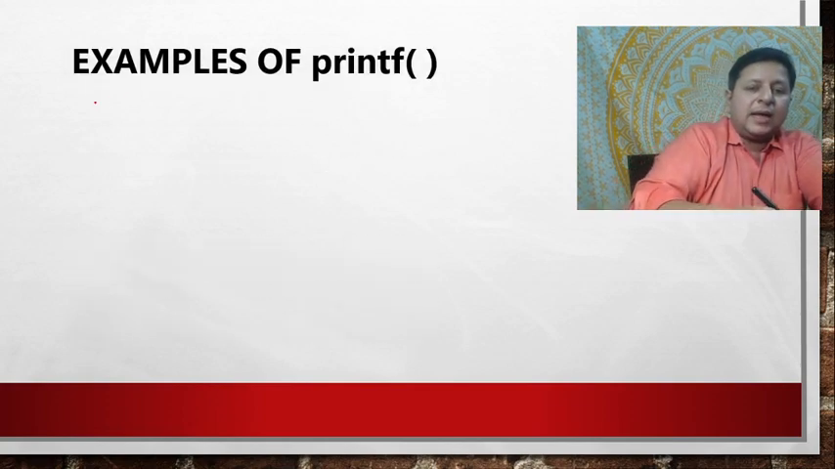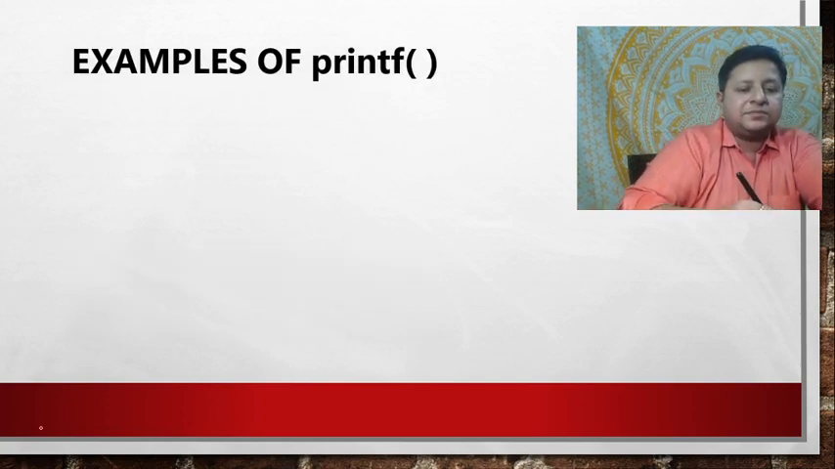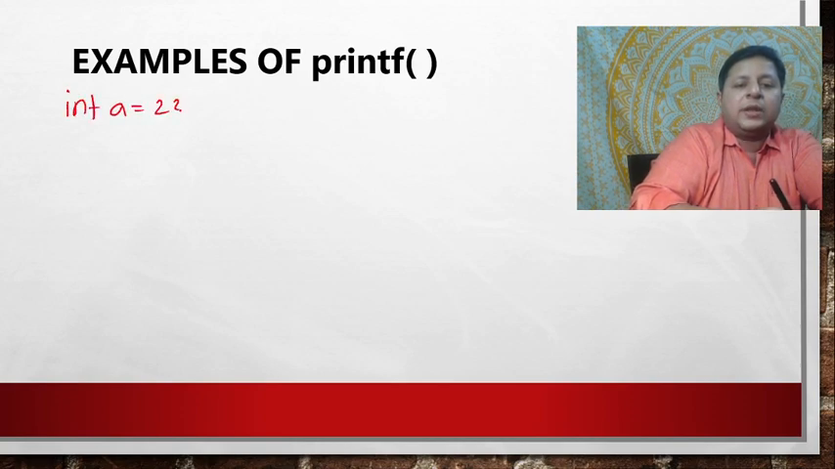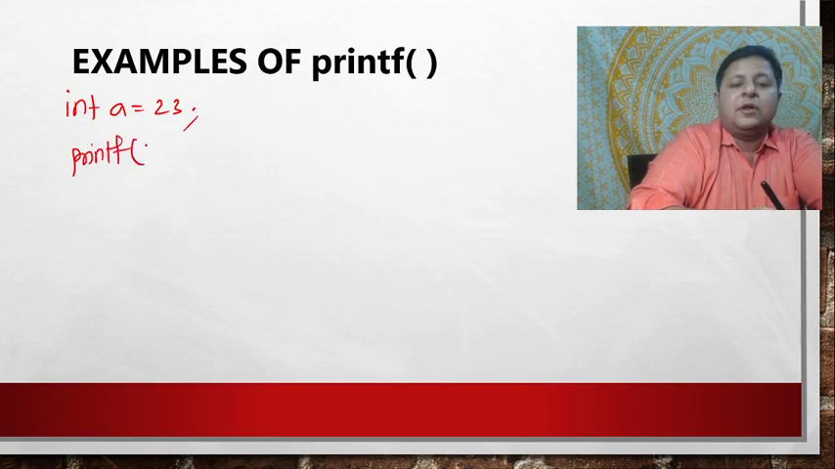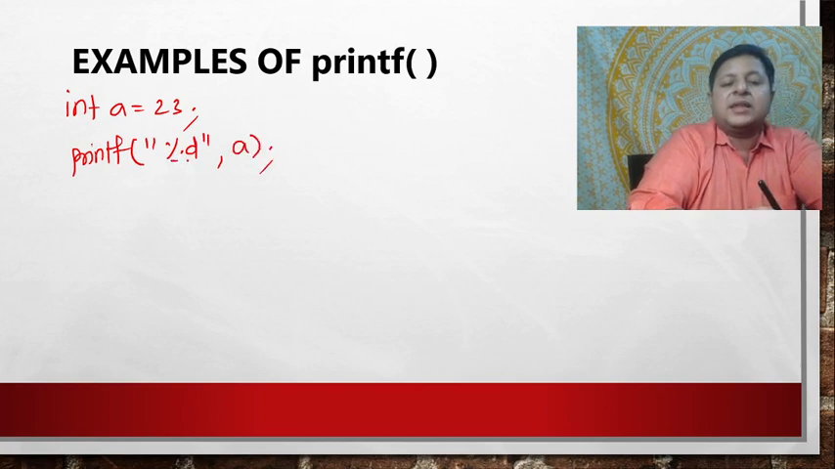So I have, let's say, int a equal to 23. So printf. Okay, I'll just put first %d as it is, comma a. See, as I said, it understands format specifier. At this place, it will try to replace the value of a.